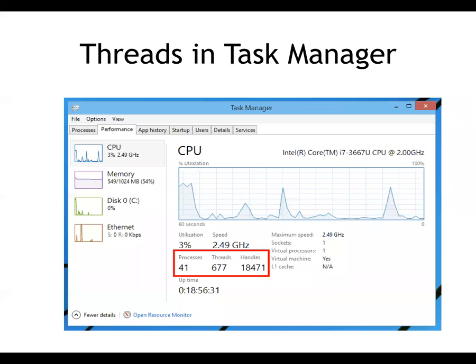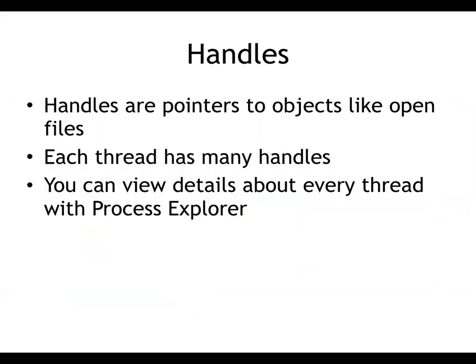Anyway, threads are what actually get CPU time. The processor strobes: give this thread some cycles, give this thread some cycles, give this thread some cycles. It's strobing around among them so that everybody gets a chance to move forward.